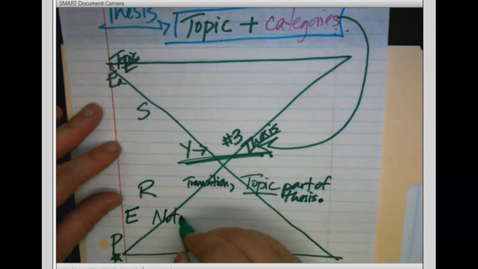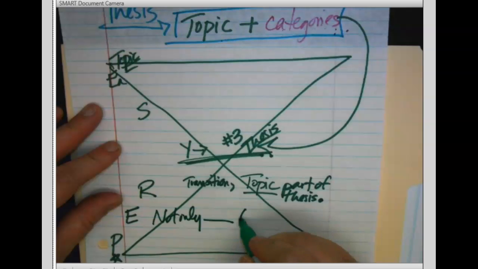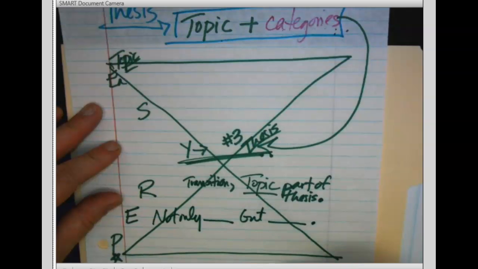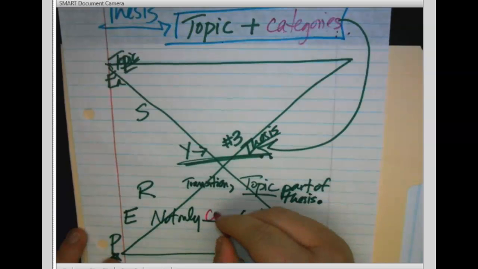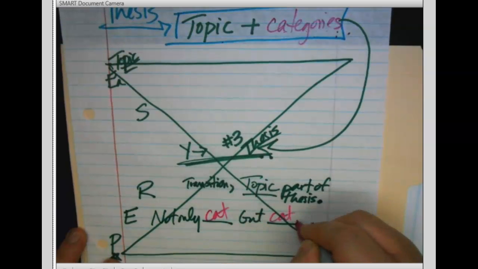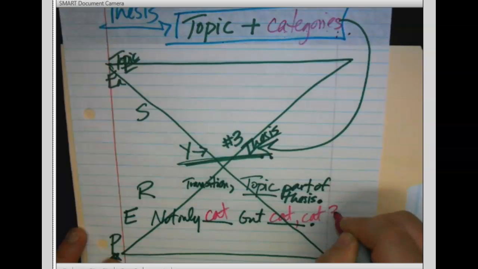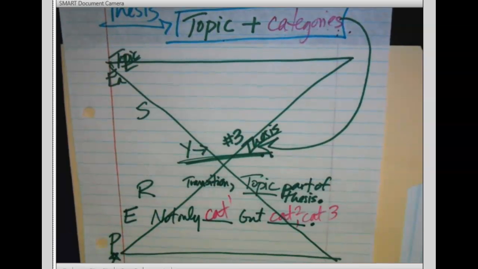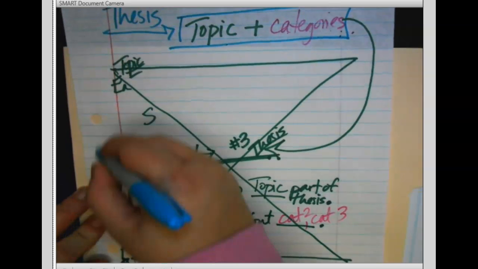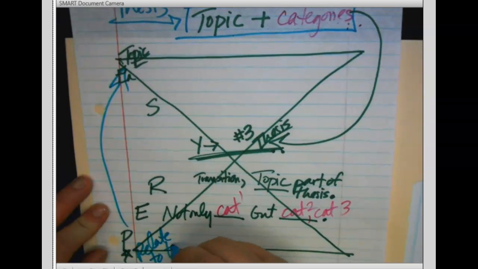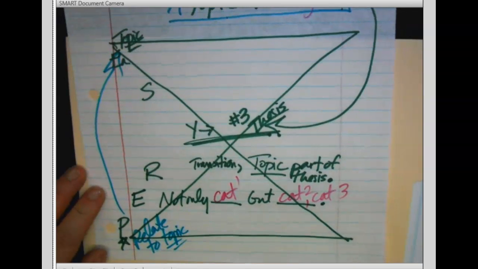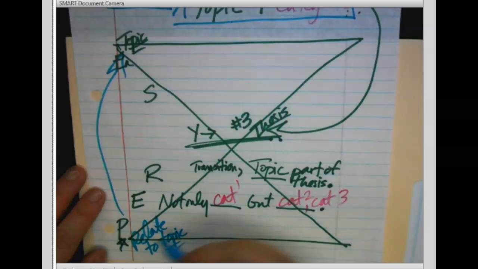So not only blah, but it also blahs. Put it in a sentence. If you have 3 categories, then you'd have more words. Your big point needs to be related to your topic. Relate to the topic, not your thesis.